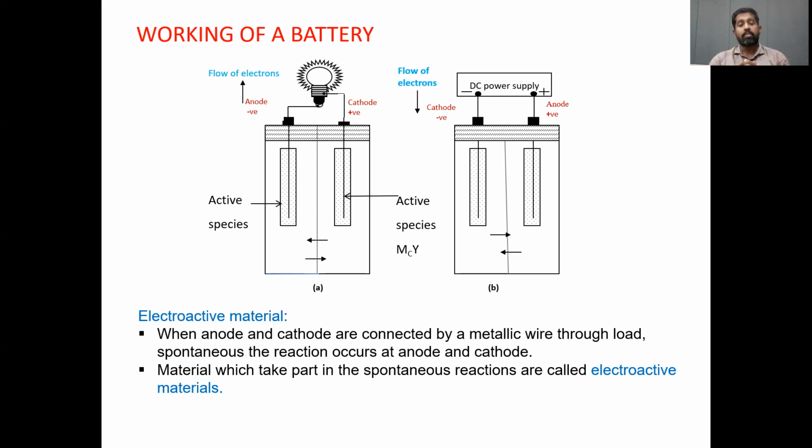through a load, what happens? It leads to a spontaneous reaction. Oxidation and reduction happen. So the materials which take part in these spontaneous reactions, we call electroactive materials. You can see the electrons move from anode to cathode, and the current flows in the opposite direction.